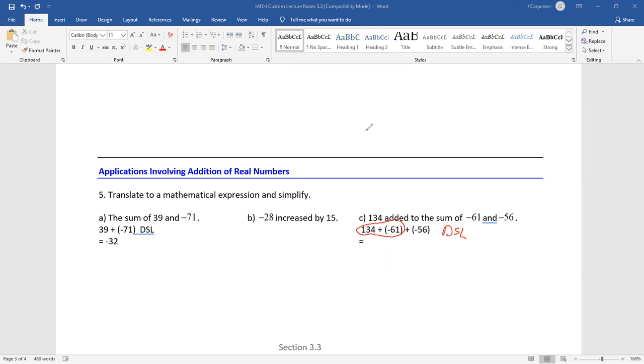I've got to switch back to this. So again, 134 minus 61 would be 73. But we're supposed to keep the sign of the larger. 134 is larger, it's positive, so the 73 is positive. And then we have our plus negative 56. 73 is positive, the 56 is negative. So once again, that is DSL: different, subtract, keep the sign of the larger.